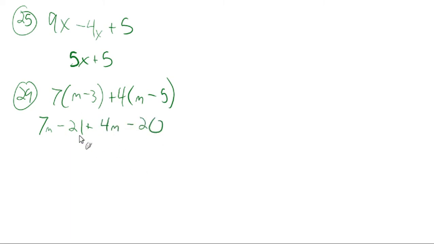Now we have numbers and we have m's, and so let's put the m's together. 7m plus 4m, that'd be 11m. Negative 21 minus 20, that's negative 41. That's much better. That's much cleaner looking than this junk, okay?